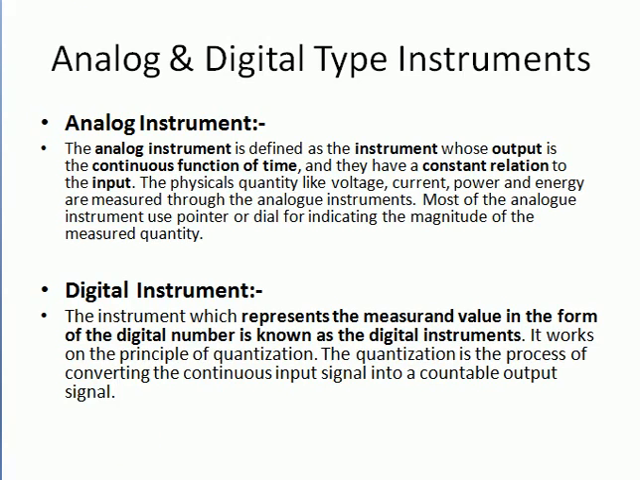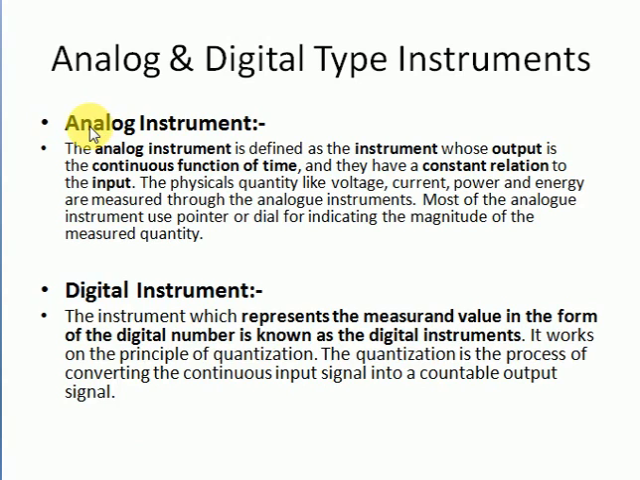So in an analog system the function continuously varies. Examples of these kinds of instruments are the PMMC type, permanent magnet moving coil type voltmeter, and null deflection instruments like the DC potentiometer and Wheatstone meter bridge. So those are classified as analog instruments.